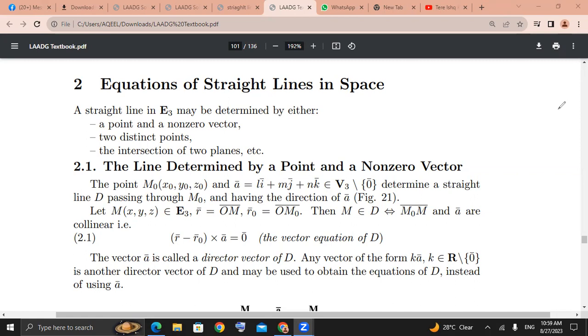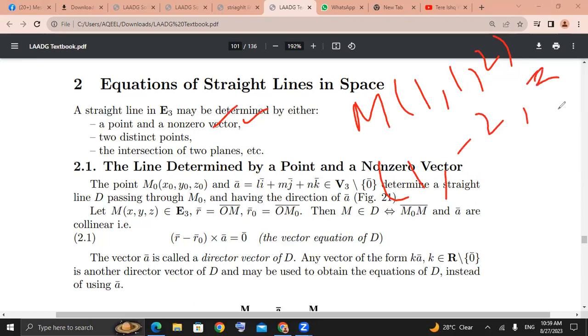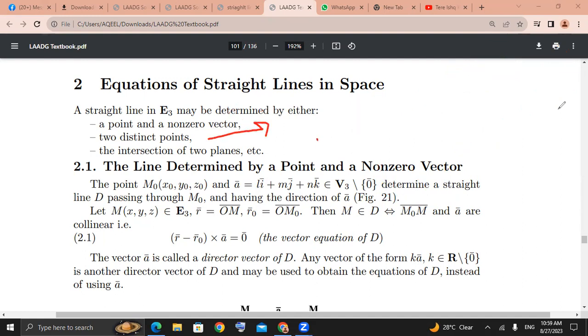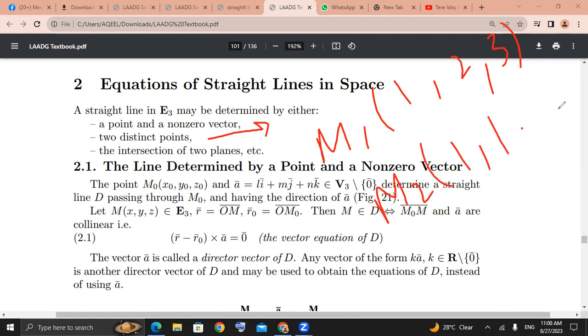As I told you, the first method is this. We have a point m, of the form 1, 1, 2, and a non-zero vector of the form 1, 2, 3. Then how can we find the equation of a straight line which passes through a point and a vector? And the second case is the equation of a line passing through two distinct points, like m1, which is 1, 2, 3, and m2, which is 1, 1, 3. How can we find the equation passing through these two points?